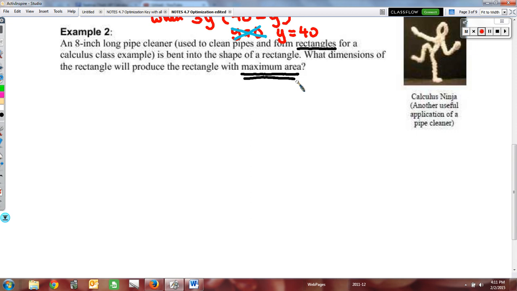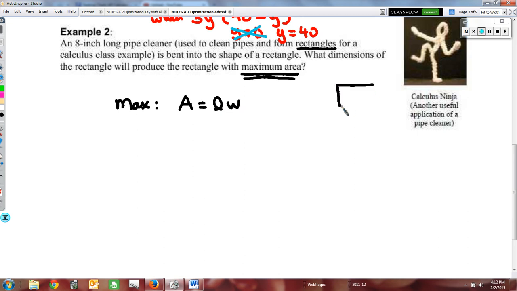So again, not a related rate problem. They're not asking me to see how fast the area is changing given some other information. They're asking me to maximize the area. So just like we did before in our setup, I want to maximize, what do I want to maximize? Area. It's area of a rectangle, which is going to be length times width.